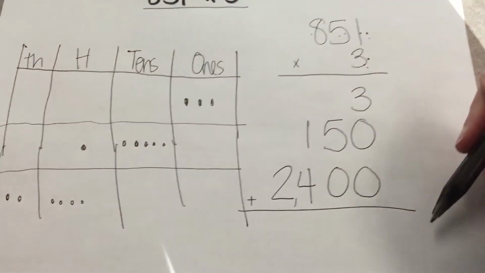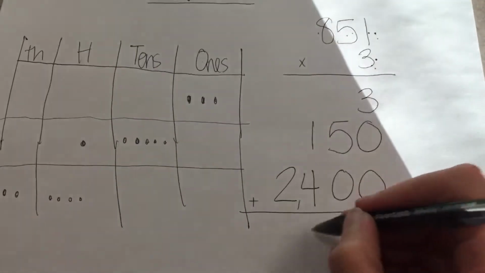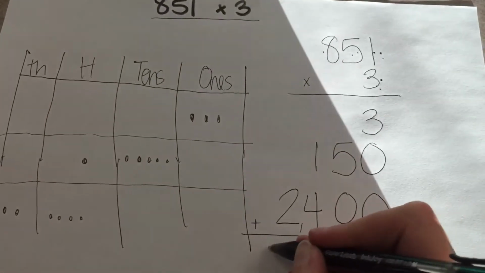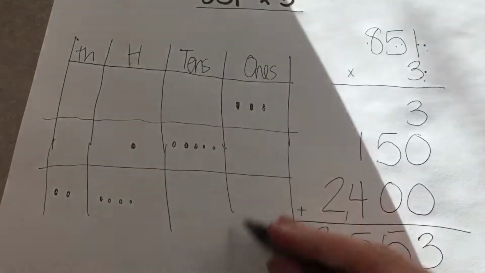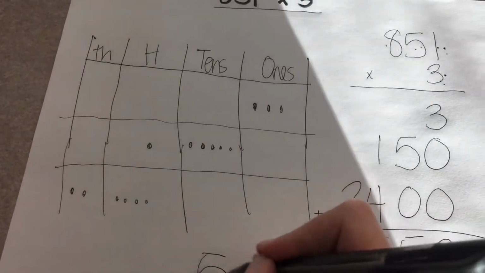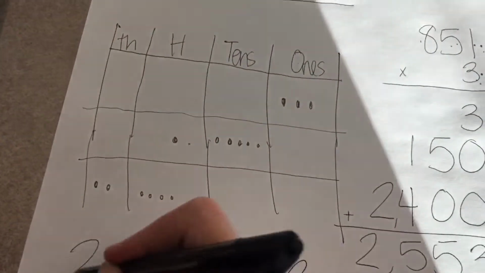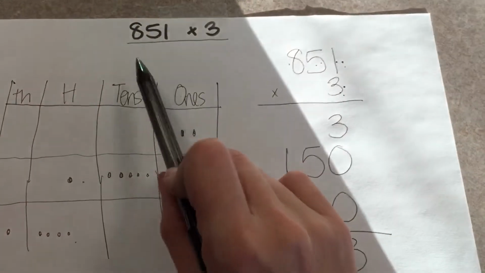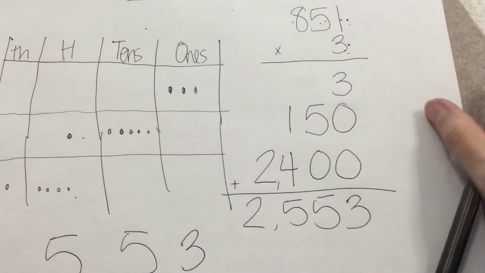Now I'm going to add up my partial products. So we have 3, 5, 5, and 2. It also shows the same thing in my place value chart. We have 3 ones, 5 tens, 5 hundreds, and 2 thousands. 851 times 3 is 2,553.